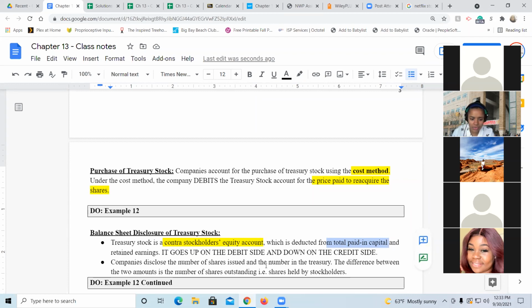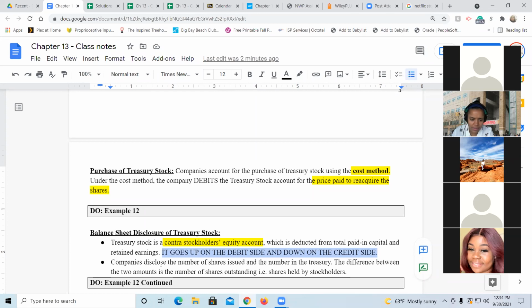So a contra stockholders' equity account is an equity account, but it goes up on the debit side and down on the credit side. So it moves in the opposite direction to all our capital accounts, but it still lives in the same area with all the capital accounts. It just moves in a different direction.